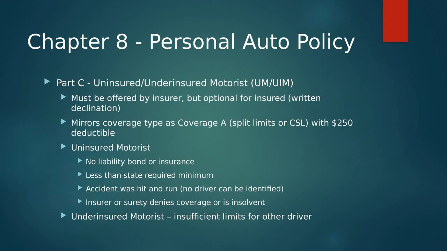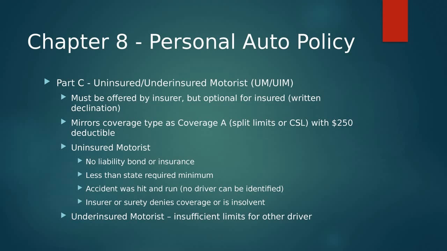Now, the coverage will mirror the coverage type as whatever was on coverage A. So you're generally going to have the limits of liability be similar, but you can go up to the amount that you have on coverage A, or anything less than that on a split limit. Same on a combined single limit. So you will have that available if you have coverage A as a combined single limit. Now, the deductible on Part C is just going to be $250.